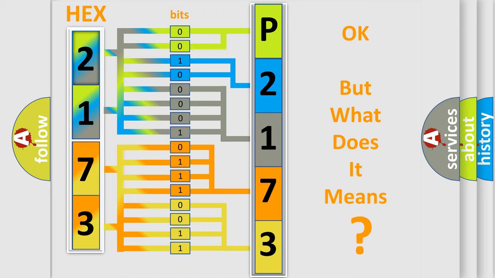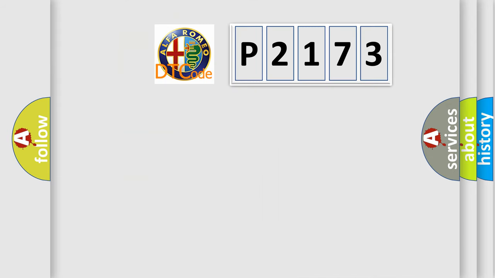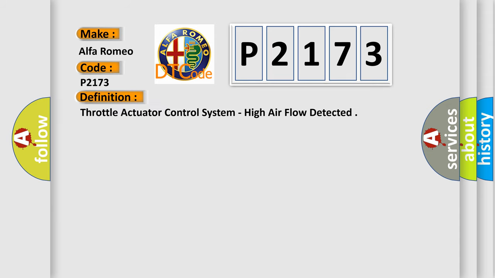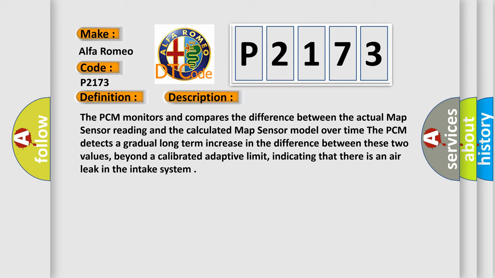The number itself does not make sense to us if we cannot assign information to what it actually expresses. So, what does the diagnostic trouble code P2173 specifically mean for Alfa-Romeo? The basic definition is throttle actuator control system, high airflow detected. And now this is a short description of this DTC code.